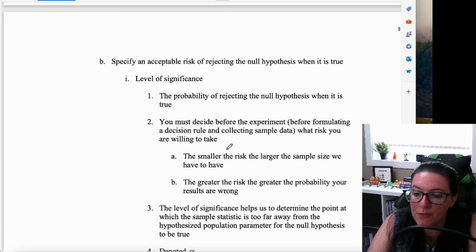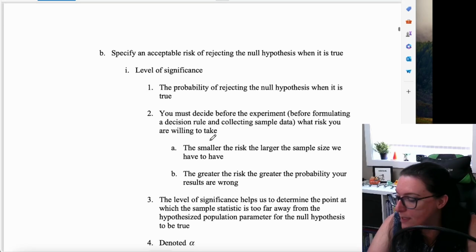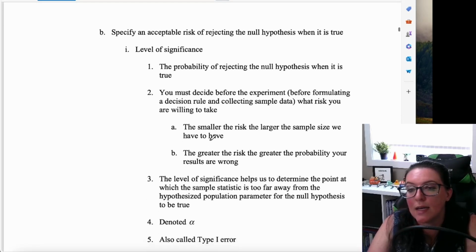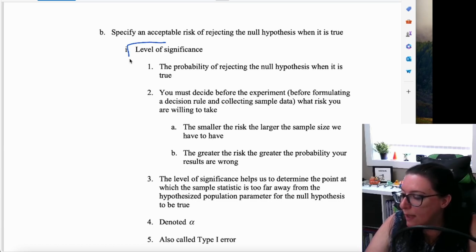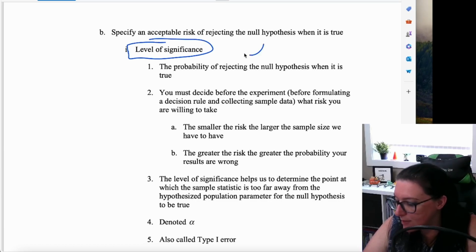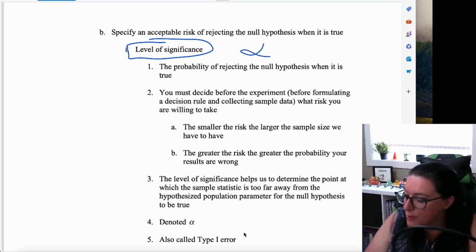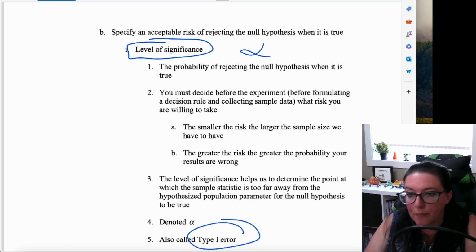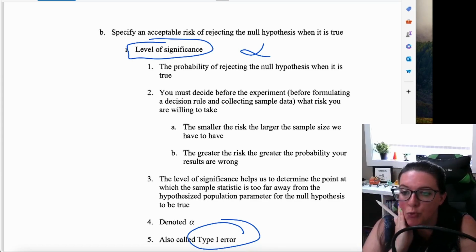Once we've specified the null and alternative hypothesis, the next step is to specify an acceptable level of risk. We call this the level of significance. This is our alpha. It's also called a type 1 error. This is going to be the probability of rejecting the null hypothesis even though it's true.